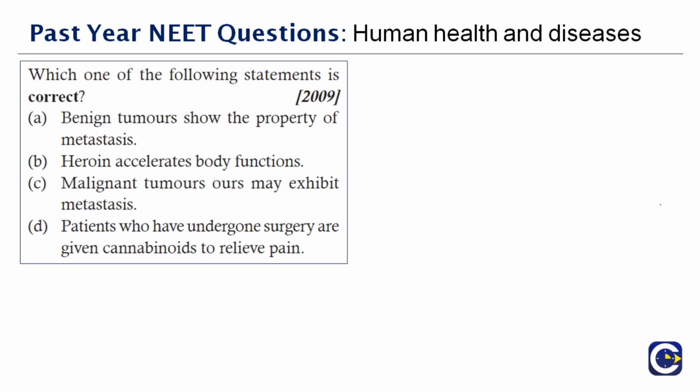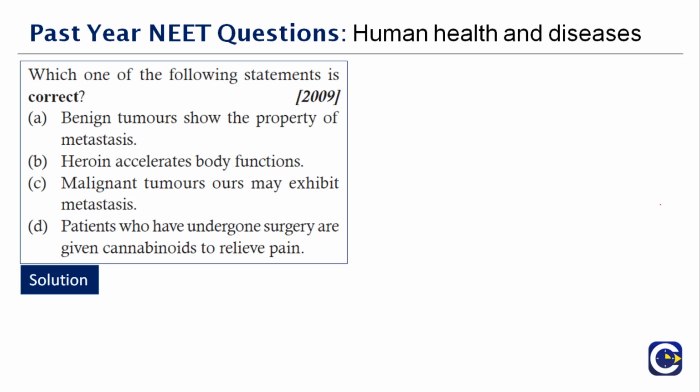Which one of the following statements is correct? And this question was asked in the year 2009. Analyze the statements here. Benign tumor shows the property of metastasis. Heroin accelerates body functions. Malignant tumors may exist metastasis. Patients who have undergone surgery are given cannabinoids to relieve pain. Malignant tumors may exhibit metastasis.